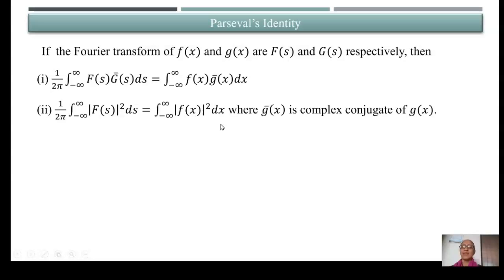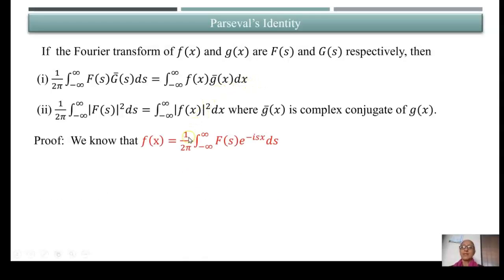Now the next statement of Parseval's identity: 1 by 2 pi integral from minus infinity to infinity of the square modulus of the Fourier transform F(s) ds equals integral from minus infinity to infinity of mod f(x) square dx. Here g bar x is the complex conjugate of g of x. If g of x contains some complex variables, and we change the sign of the imaginary part, then we get the conjugate g bar x of g of x.